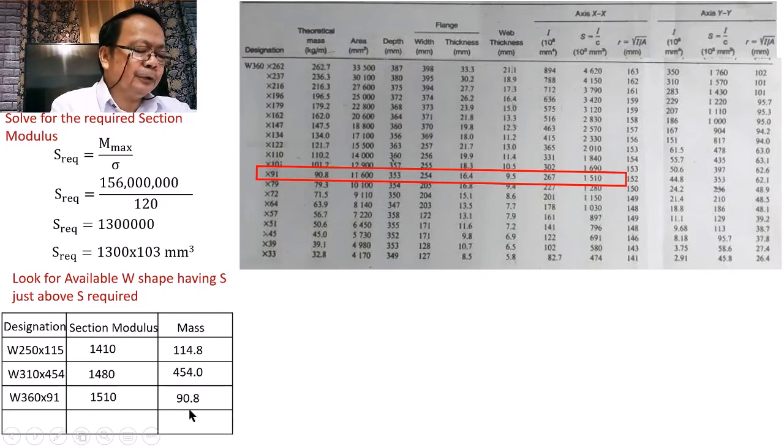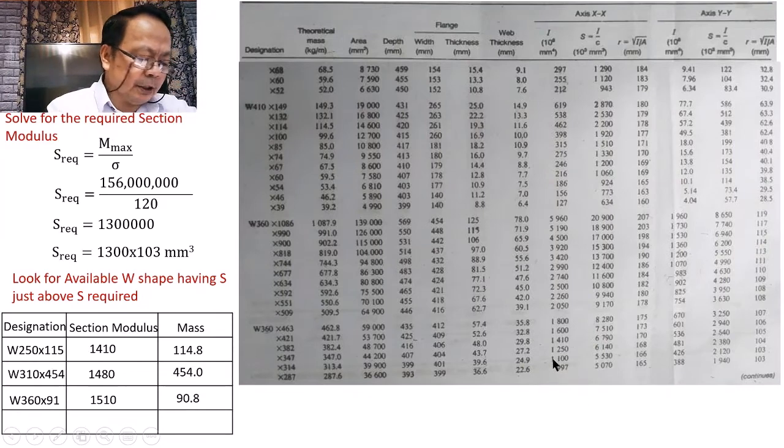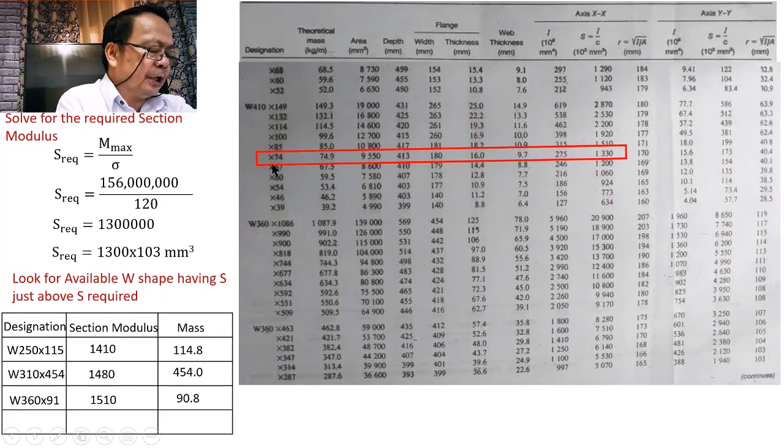Okay? Next tayo, punta tayo sa next higher group. Baka sa mas malaking section ay meron tayong makita. 360 pa rin to, di ba? Okay, wala na tayo. Okay. So next higher group is 410. Ito 410. Ang makikita natin available is 1,330. Kunin natin itong section na ito na W410 by 74. Ang kanyang available section modulus is 1,330 at ang kanyang approximate weight is 74.9.